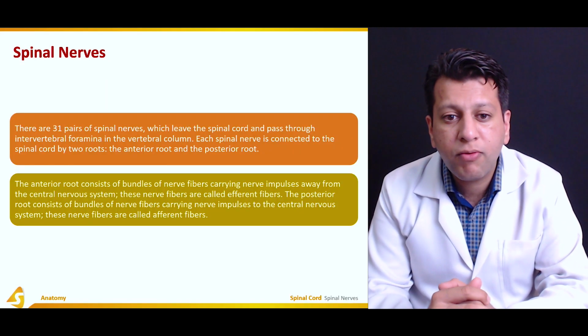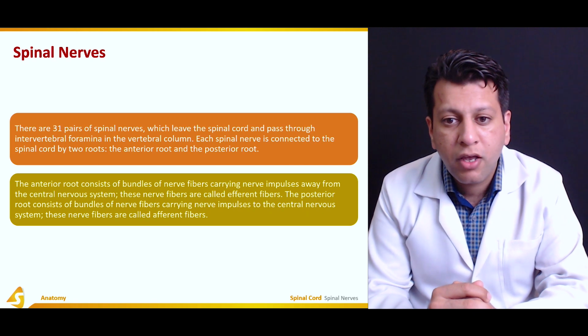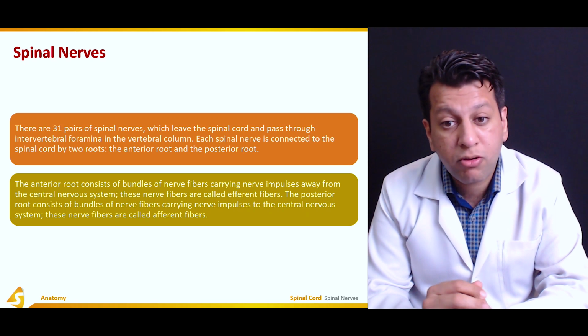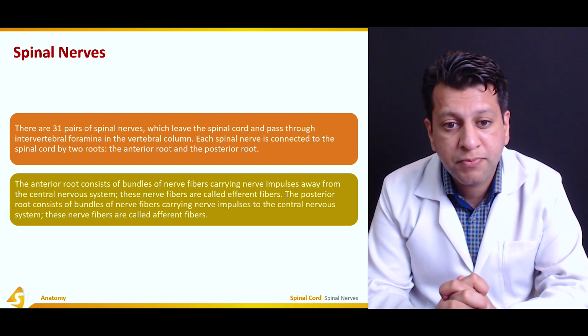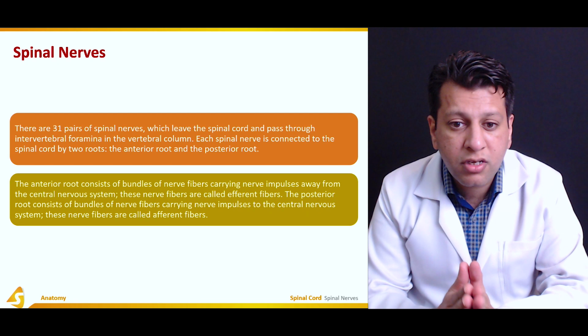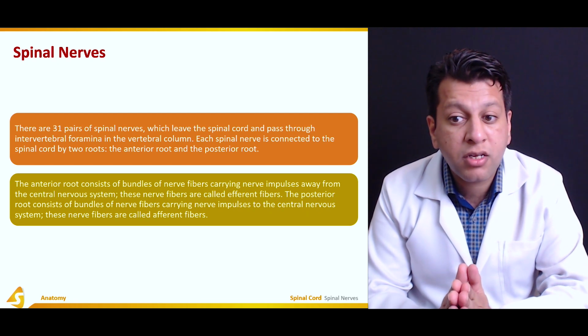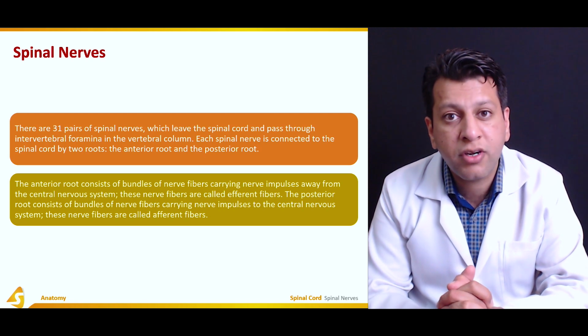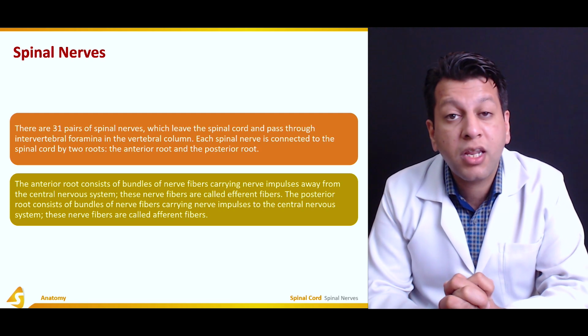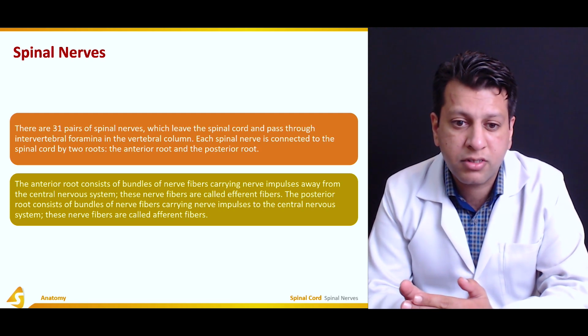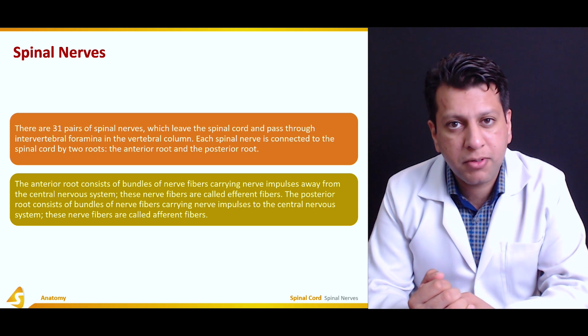There are 31 pairs of spinal nerves which leave the spinal cord and pass through the intervertebral foramina in the vertebral column. Each spinal nerve is connected to the spinal cord by two roots, the anterior root and the posterior root. The anterior root consists of bundles of nerve fibers carrying the nerve impulses away from the central nervous system, and these are called efferent nerve fibers. The posterior root consists of bundles of nerve fibers carrying the nerve impulses towards the central nervous system, and these are called afferent fibers.